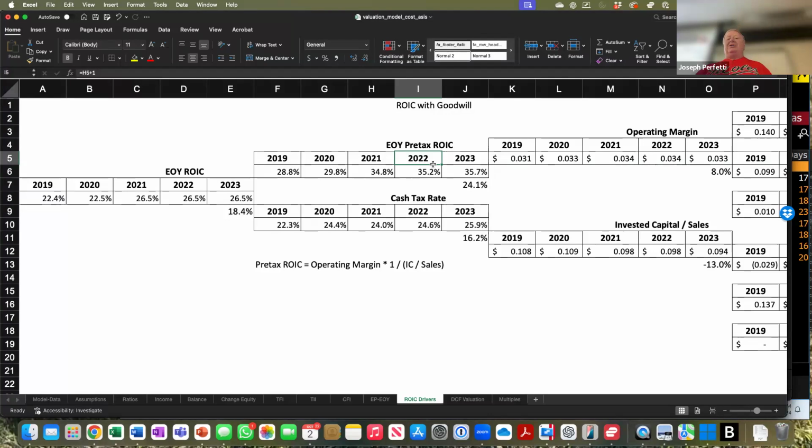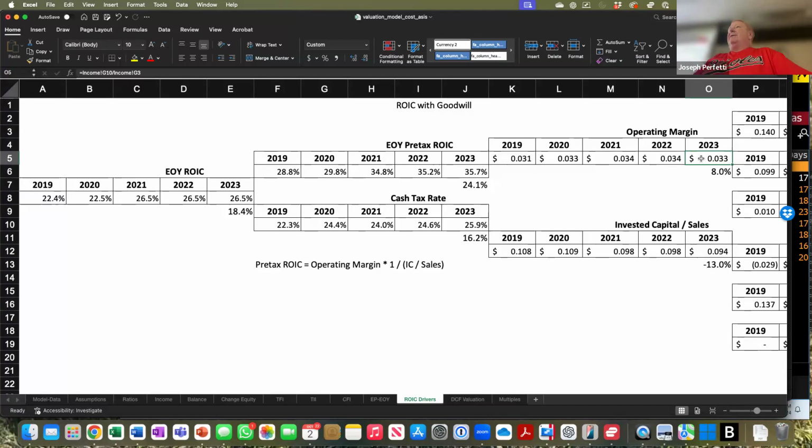Driver 2, operating margin. How much profit does Costco make on every dollar of sales, pre-tax? In 2019, that was 3.1 cents. In 2023, 3.3 cents. Slightly more favorable. So they're making a little bit more profit on every sale. That is going to help the pre-tax ROIC. And by the way, all of this you are writing and putting into your 500-word paper. So taxes hurt them. Margin helped them.